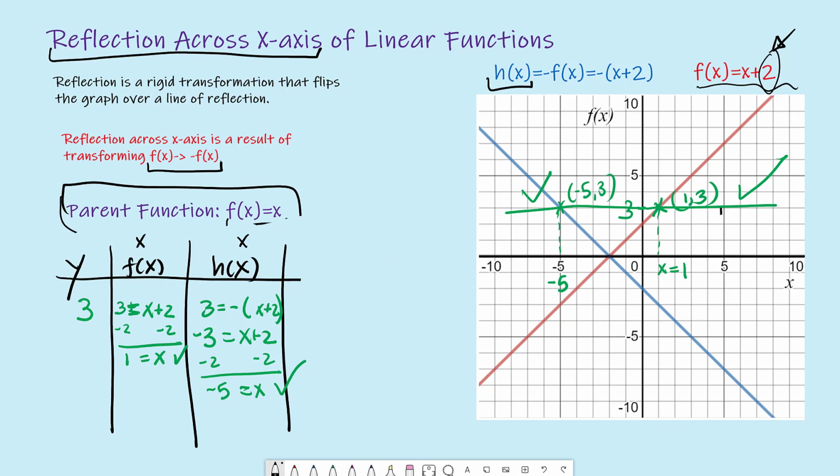So to recap, when we want to reflect across the x-axis, we will find that our new function, h of x, is equal to the negative of our original function, f of x. And that is true for linear functions, but also for any type of function. So this demonstrated the reflection across the x-axis, and I hope you take the time to look at the other videos dealing with the other transformations.